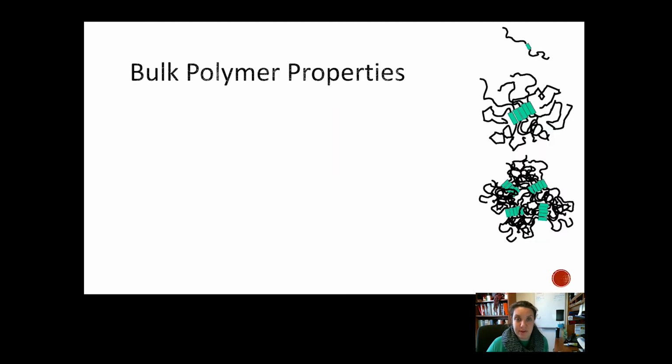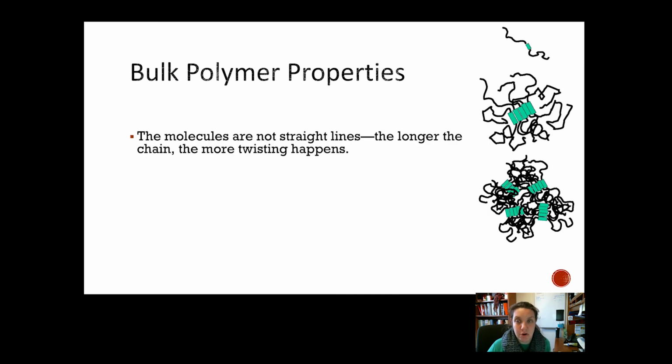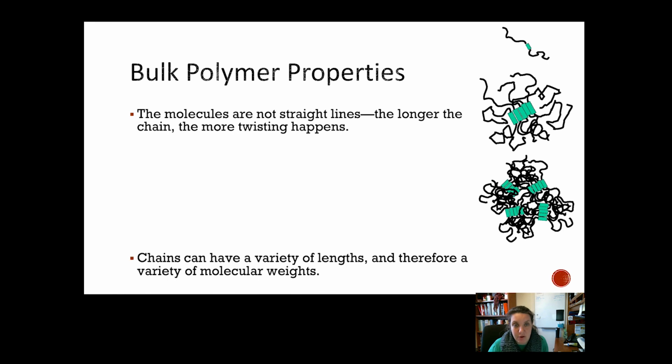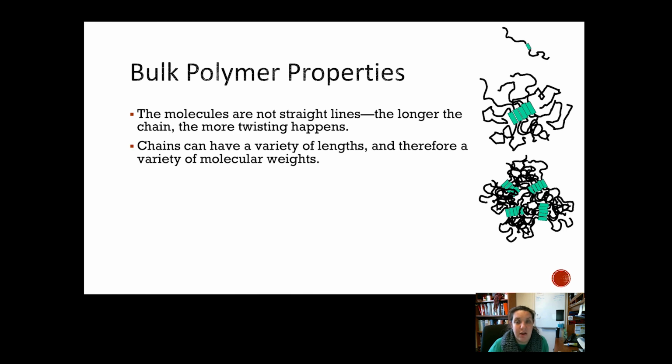Let's look at the properties of these. These are not going to be straight line material, and the more the chain grows, the more twisting that's going to occur. The more twisting that occurs, the more locked in place these things can become. So higher melting points for these substances, higher boiling points for these substances, harder the material.